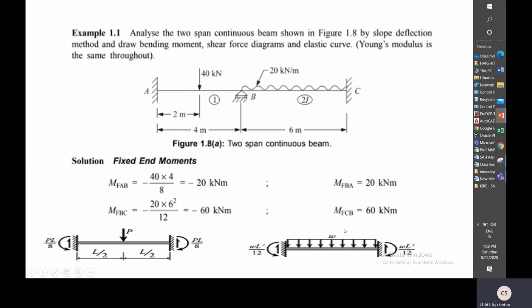WL square by 12. But it is positive sign. Why? Because it is producing clockwise movement at the support. So WL square by 12. So the first step is completed. We have calculated the fixed moments.